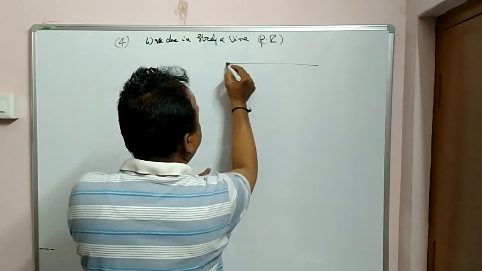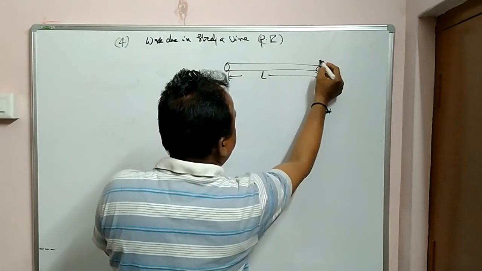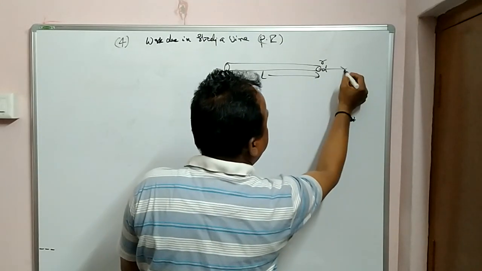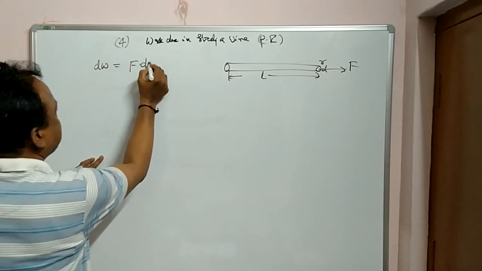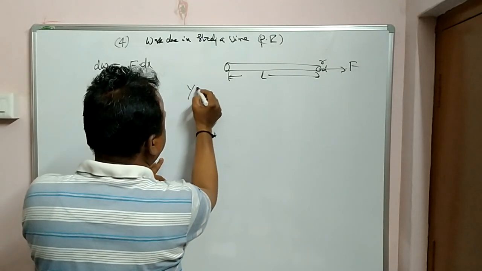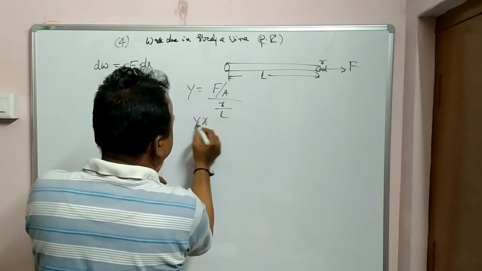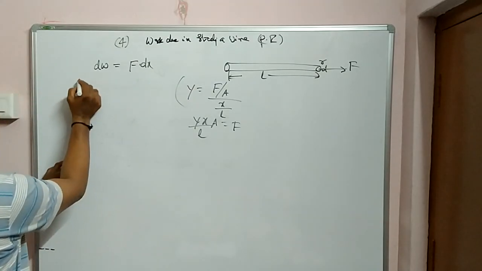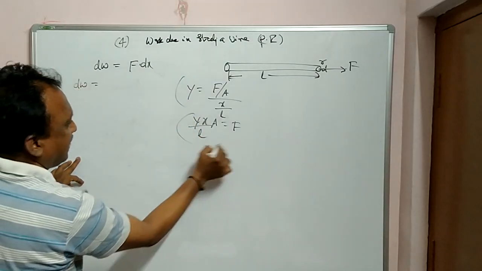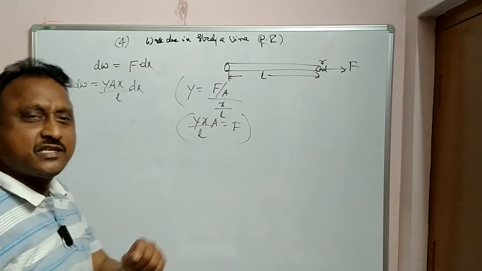For example, this is a wire of length L, diameter D, radius R. Now some external force is applied. So what is the work done? Let the work done be small dw for a small extension dx, and we know from Young's modulus Y is equal to F by A, stress by strain, or YAx by L is equal to F. From this equation, put it here. dw is equal to, in the place of F I can put YAx by L into dx. This is a small amount of work.